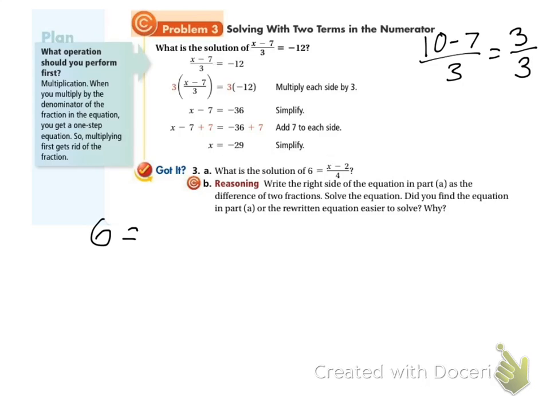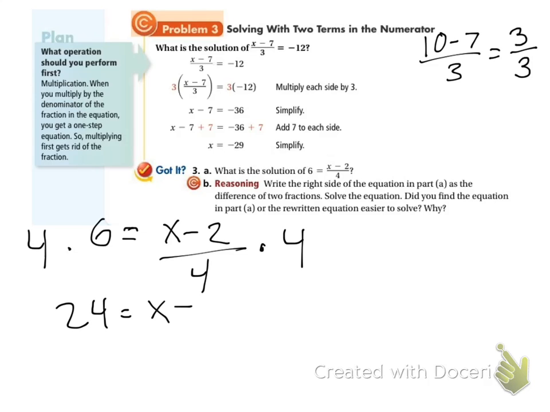We have 6 equals x minus 2 over 4. So you need to get rid of the rope first. So we're going to multiply by 4 on each side. 6 times 4 is 24 equals x minus 2. Then I can add 2 to both sides, and I get x is equal to 26.